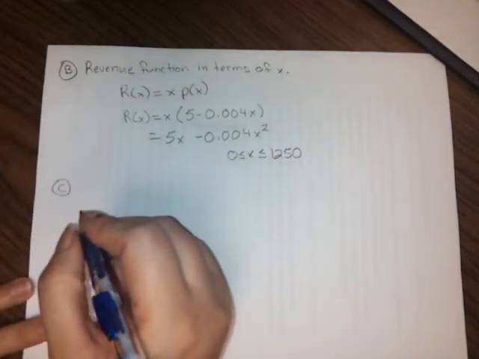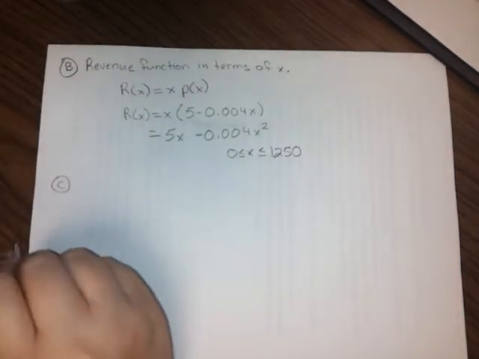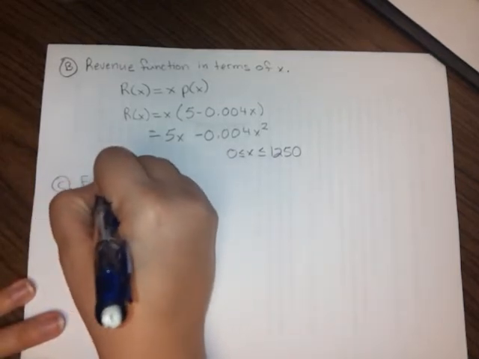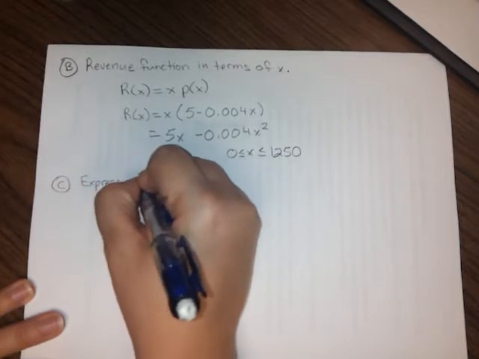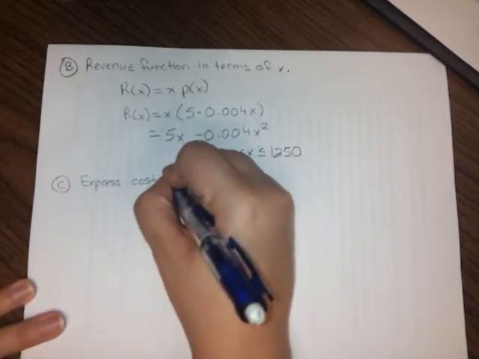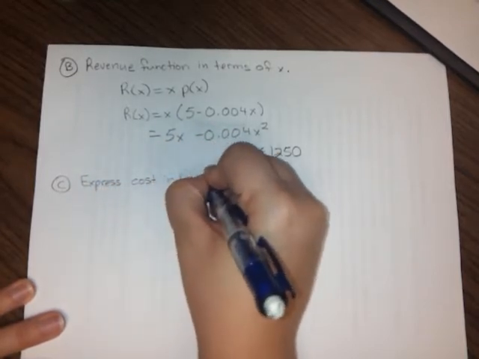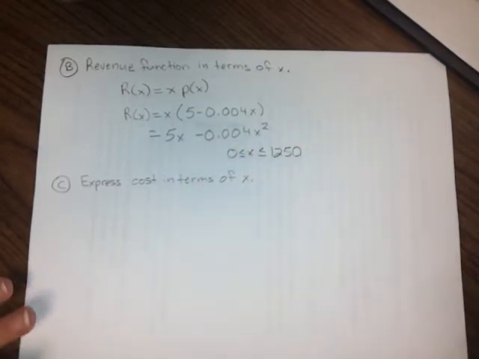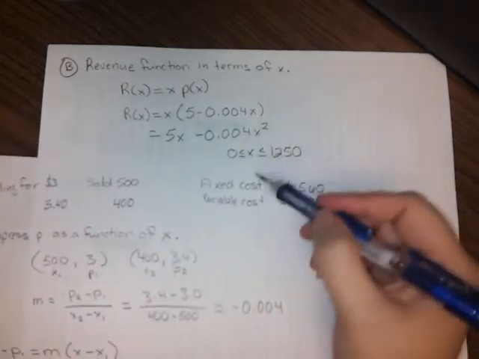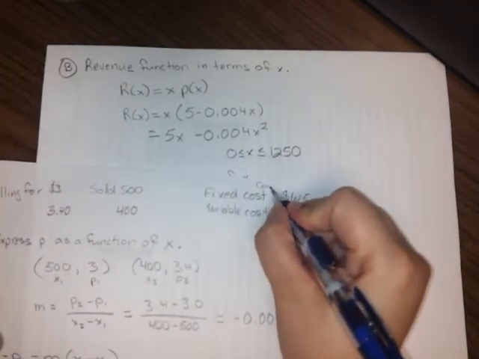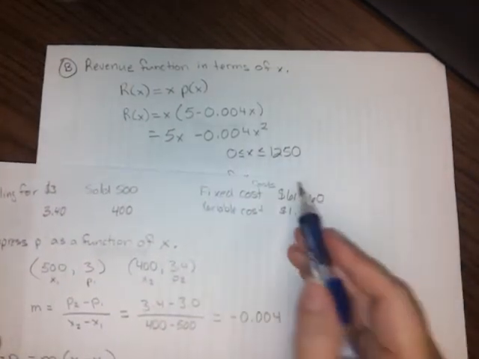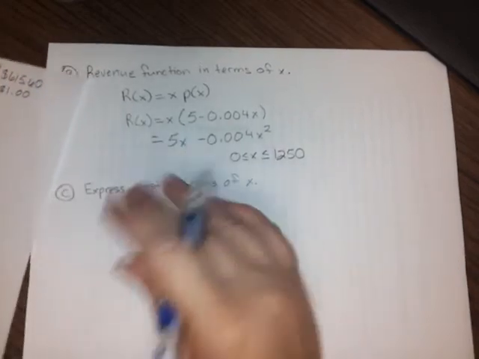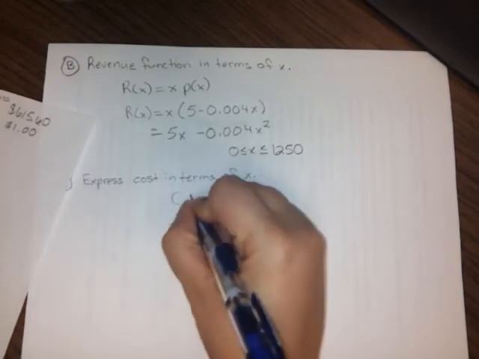And here they say that we need to assume that the cost function is linear, and we need to express cost in terms of x. So what they want is a cost function. And what we had here were these costs. These were our costs that we found earlier. So we had a fixed cost and a variable cost. And all we're going to do is use those to make our cost function.